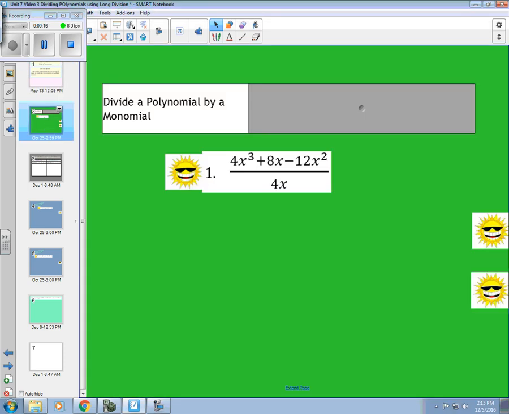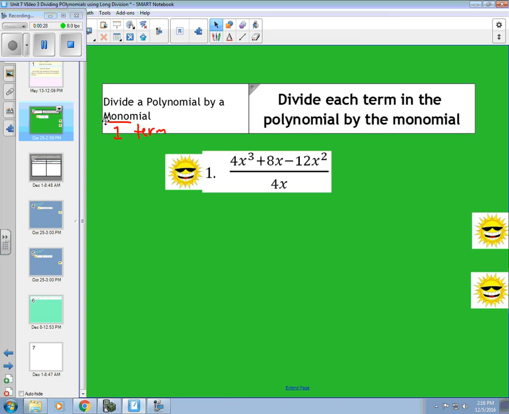If you are dividing a polynomial by a monomial, mono means one. So if you're dividing by one term, what we look to do is divide each term in the polynomial by the monomial. Okay, example 1 on your sheet would be dividing by a monomial. There's only one term on the bottom. There's no plus or minuses, meaning multiple terms.